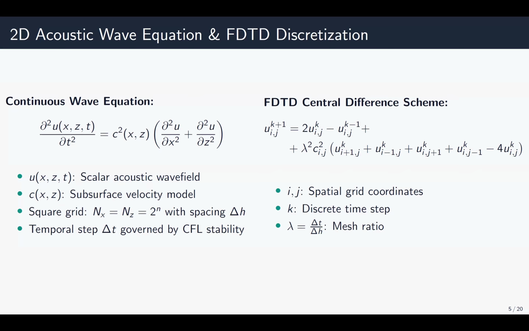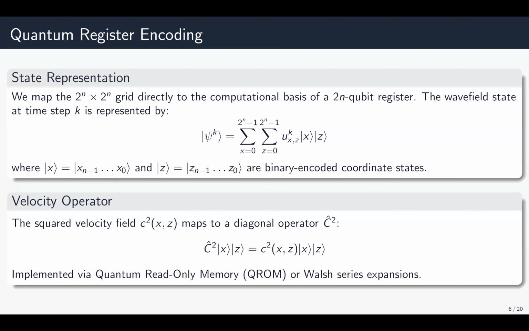This is the discretized Laplacian. This is the discretized velocity field. Lambda is the time step divided by the physical length of the grid. And you have to make sure that you choose delta t and h in such a way that this scheme is numerically stable. Okay. So in a quantum representation, we go through very quickly.